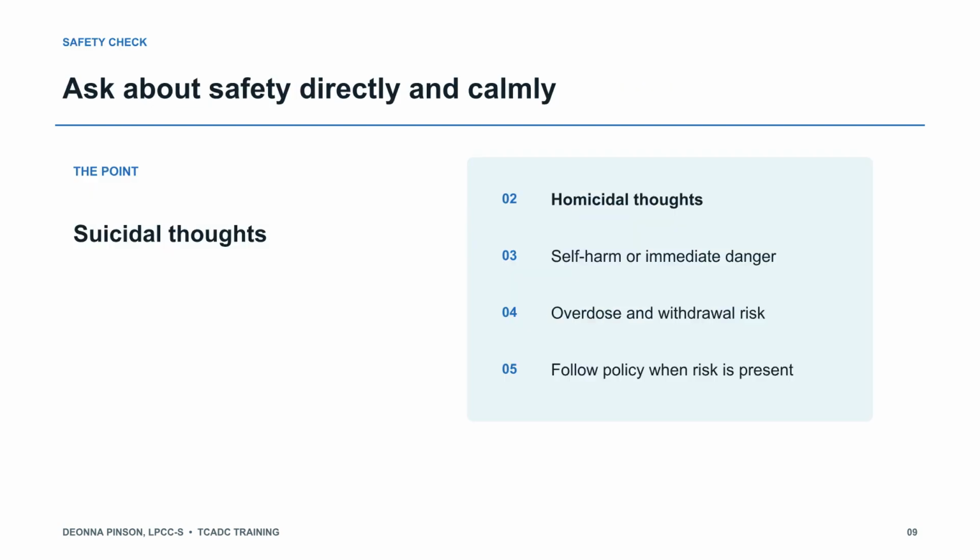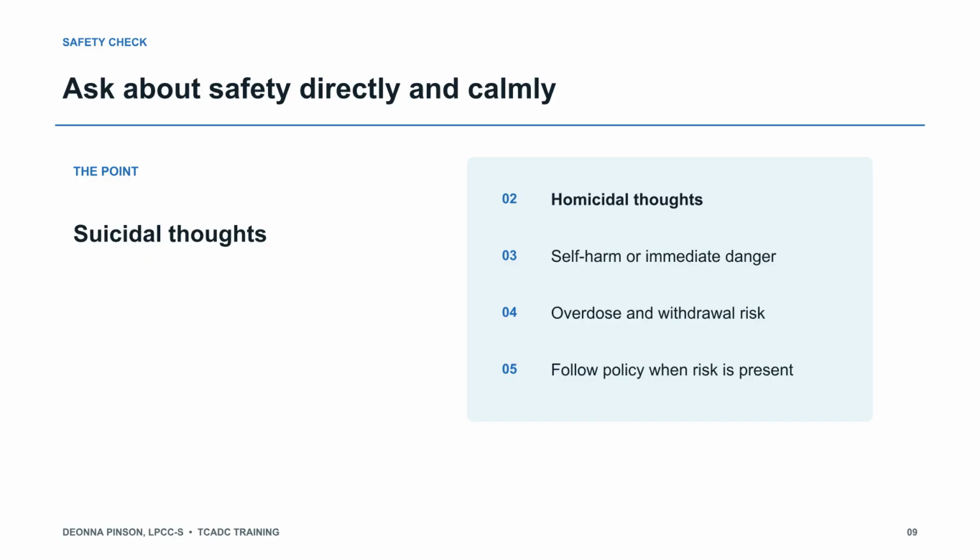When performing safety checks, be direct, calm, and professional. Consistently ask about suicidal or homicidal thoughts, self-harm, and overdose risks. When a risk is identified, follow your agency's established safety protocols, involve your supervisor, and document your actions and the member's responses clearly.